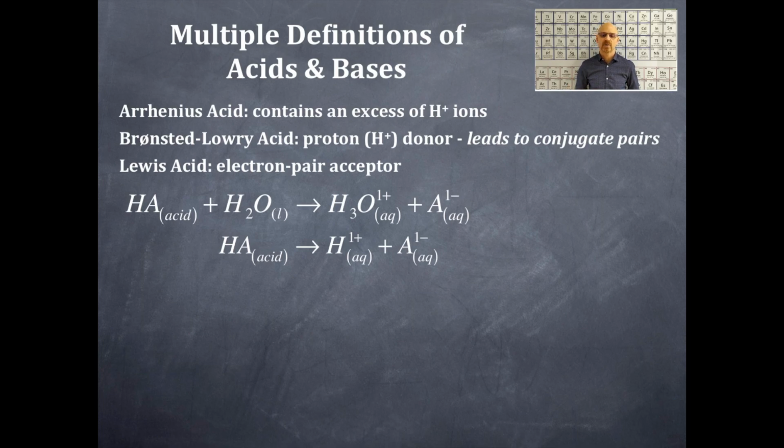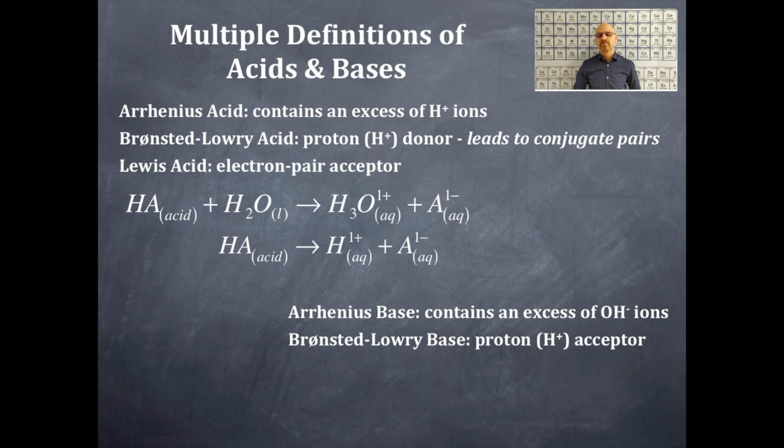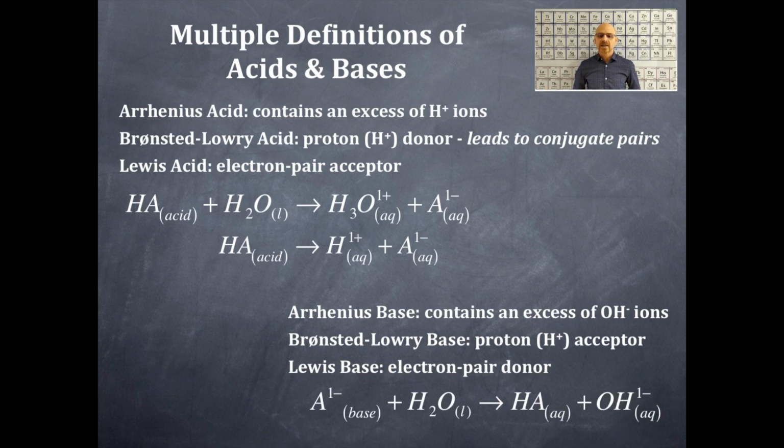An Arrhenius base is one that contains excess hydroxide ions. A Brønsted-Lowry base is a proton acceptor, and a Lewis base is an electron pair donor. Notice that they are exactly opposite that of acid. So as long as you know your acid definition, you know your base definition, or if you know your base definition, you know your acid definition. Hopefully that's pretty simple.